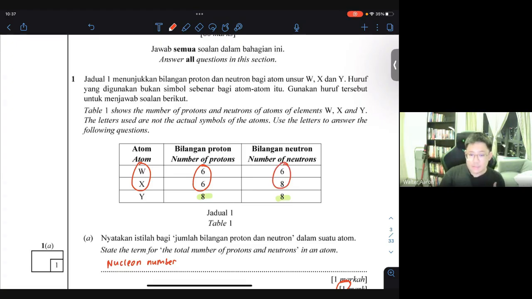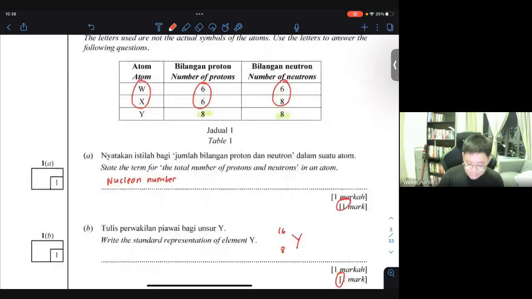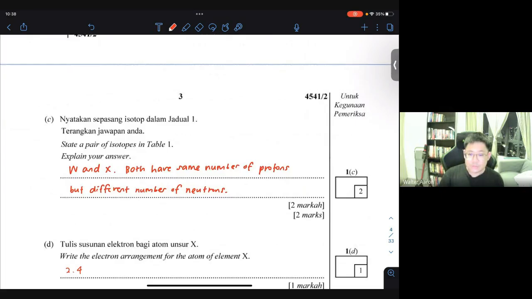So as the definition of isotope states, isotopes are atoms of the same element with the same number of protons but different number of neutrons. So this table here shows you that W and X have the same proton number but different number of neutrons. So W and X are technically isotopes. So I've also given you an explanation that both the atoms W and X have the same number of protons, all right, but they have different number of neutrons. So that's your explanation. That's where you get your 2nd mark, technically.